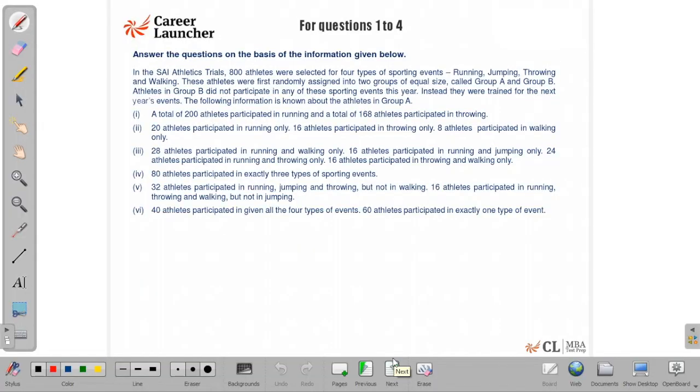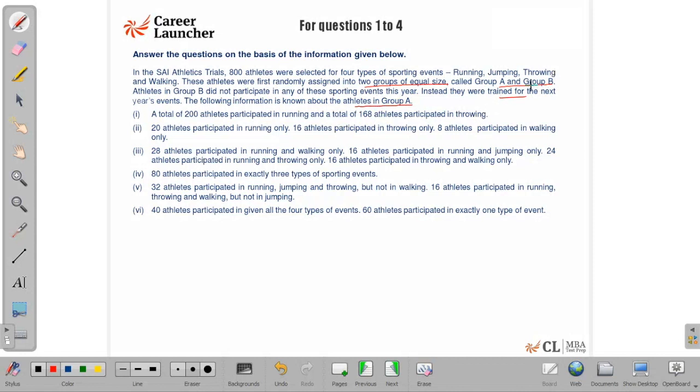In a SI athletics training, 800 athletes were selected for 4 types of events: running, jumping, throwing and walking. This should tell us this is all about set theory, Venn diagrams. These athletes were randomly assigned into 2 groups of equal size called group A and B. Again, we have 2 groups. Athletes in group B did not participate in any of these events this year. Instead, they were trained for the next year's event. The following information is known about athletes in group A.